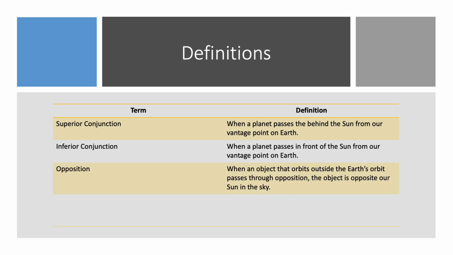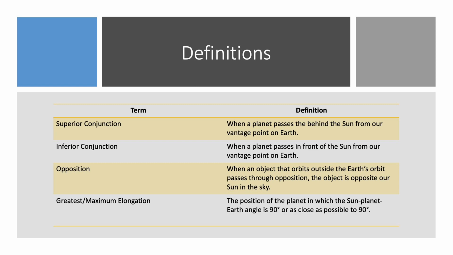Now, opposition is when an object that orbits outside of the Earth's orbit, so superior objects, is when the object is opposite to the sun in the night sky. And finally, greatest or maximum elongation is the position of a planet in which the Sun-Planet-Earth angle, so for example the Sun-Mercury-Earth angle, is 90 degrees or as close as it can possibly get to 90 degrees in the sky.